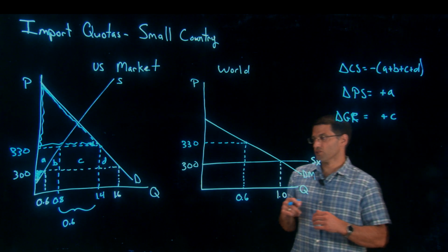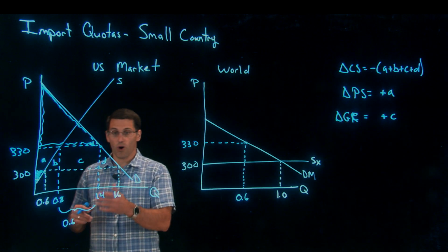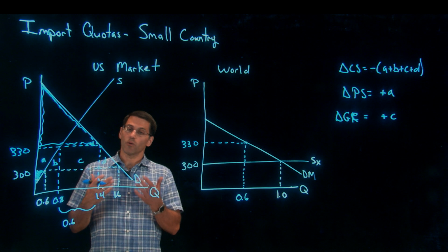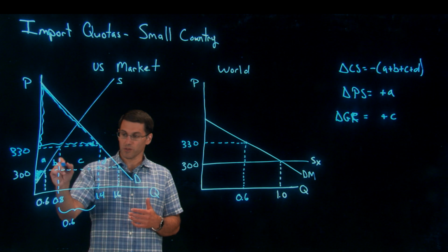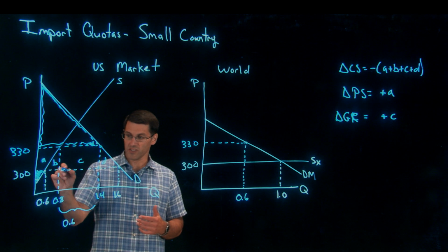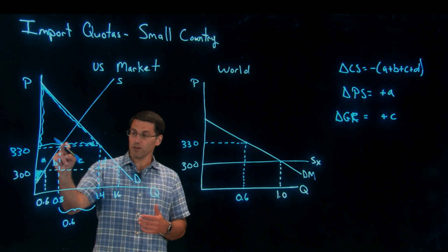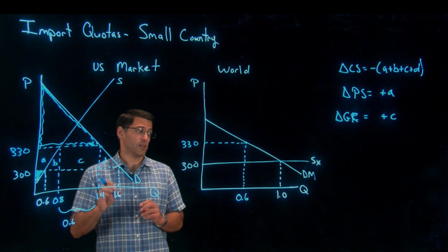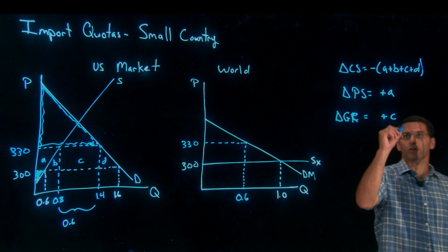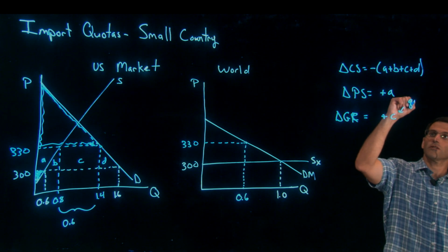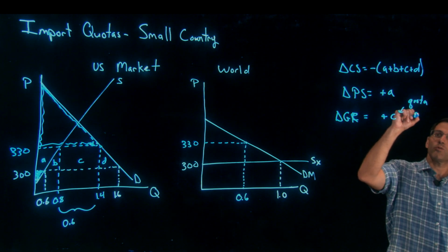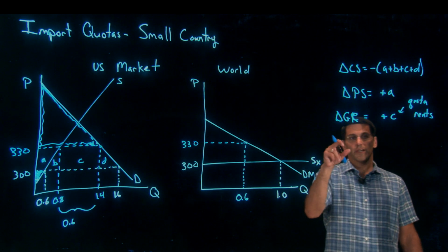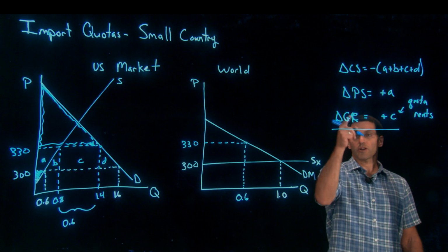Another way that they could administer the quota would be to auction the quota rights. And so if they had an efficient auction, then what would happen is that the importers would be willing to pay the equivalent of this area C, right, or up to that amount, to get the quota rents, which is what we're calling that area C. Right? C is our quota rents. With the tariff, that was our tariff revenue. Okay? So in the case of an auction, the government gets C.